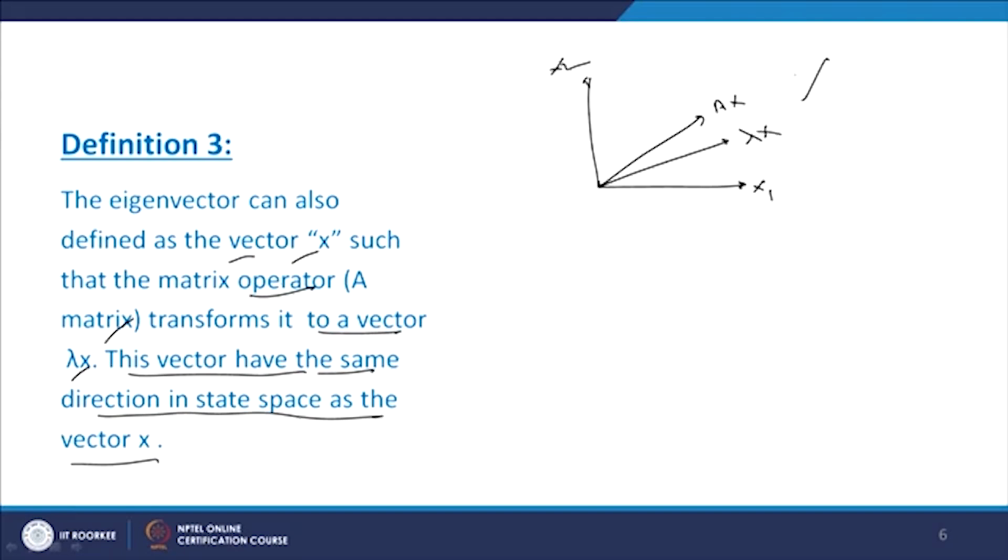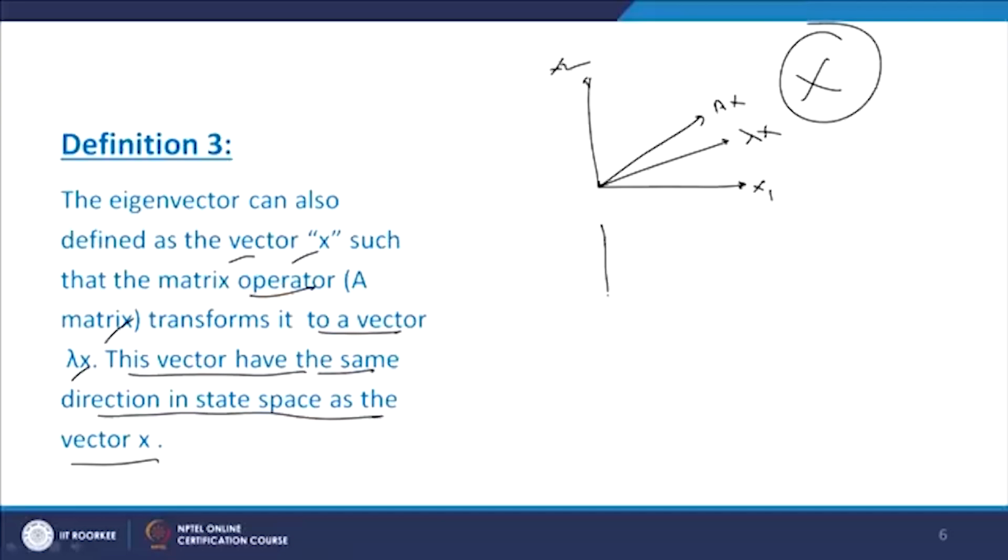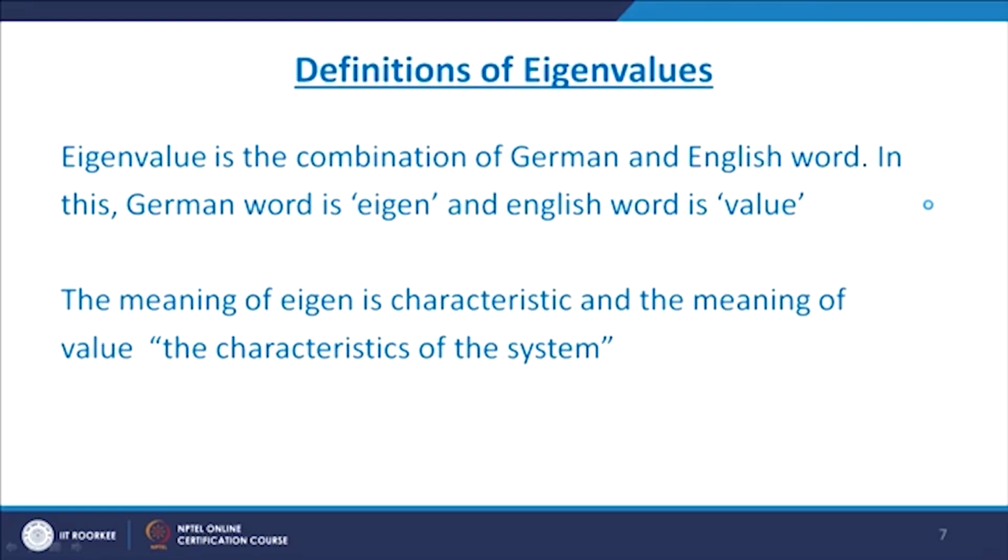So this is not valid. That is, this Ax and lambda X must be in the same direction. So here I am showing it again: x1, x2. Now here I am showing, say, Ax, and I can say it is lambda X. Then this is called an eigenvector. This is correct.